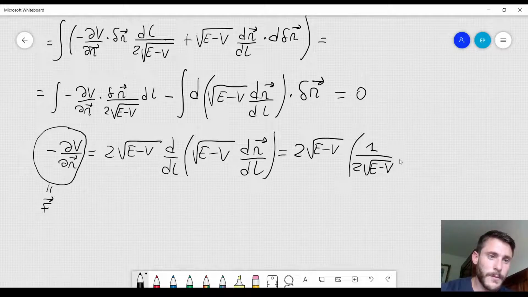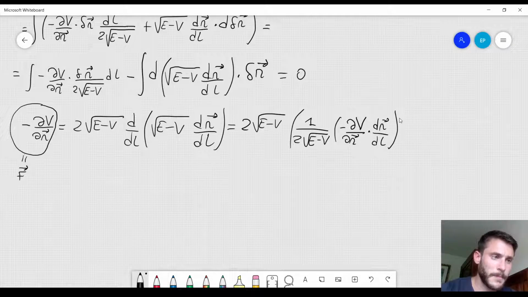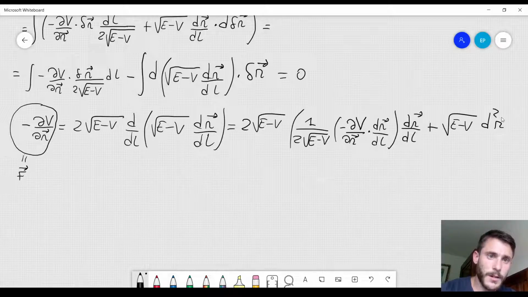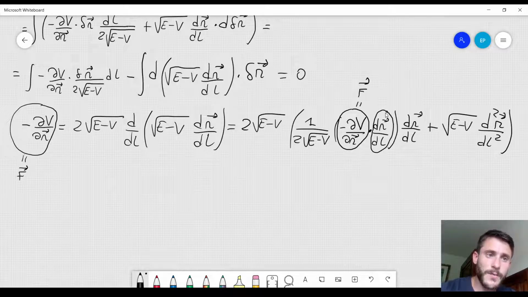and then I have minus the derivative of the potential energy with respect to r, dot product dr over dl, and then I have dr over dl here plus square root of E minus V d squared r over dl squared. And now minus the derivative of the potential energy over dr here is just the force acting on the particle, and dr over dl is a vector that's tangential to the path of the particle.